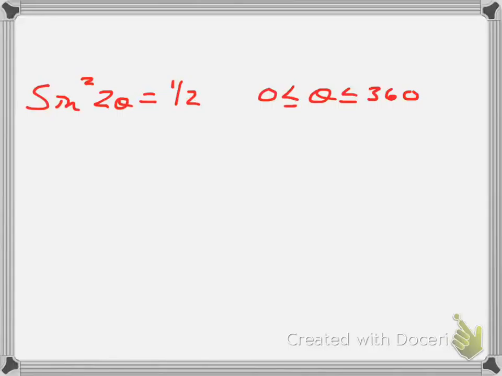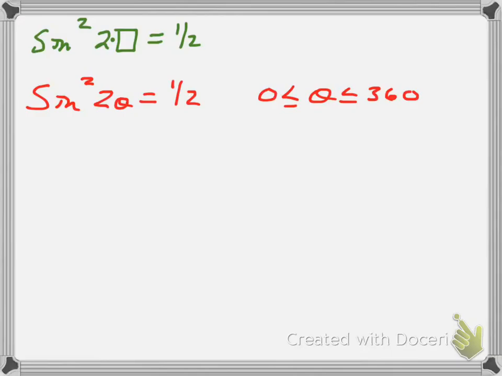So here is example problem number 1. Sine squared 2 theta equals a half. I want to know what thetas work between 0 and 360. In all of our examples today, I only want the answers on the first go around the circle, because we could go around forever and have an infinite amount of answers if we were doing all the angles that were bigger than 360.